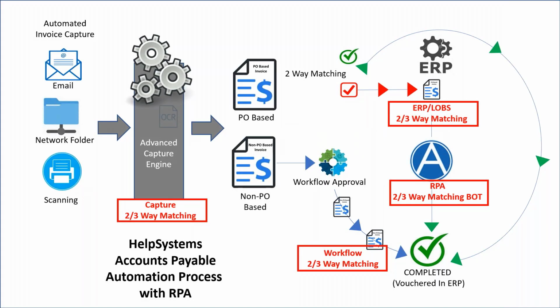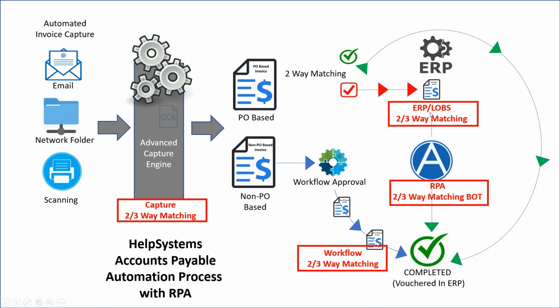Inside of the AP process, there's four areas that you can do two- and three-way matching at. The first one that we'll be covering today is the capture phase, where you can do two- and three-way matching directly to the ERP system and line of business system. The second option you have is during the workflow process. So as documents come through the system and are routed, we can also do two- and three-way matching with what we call our HS Forms module in the AP process. So that's the second step.